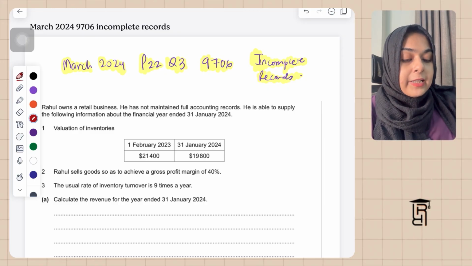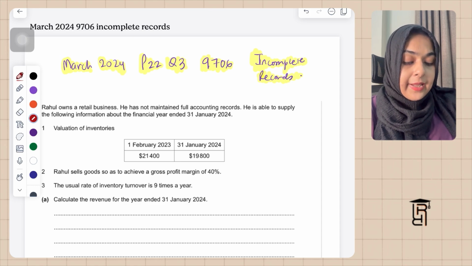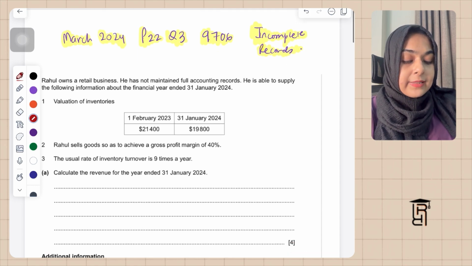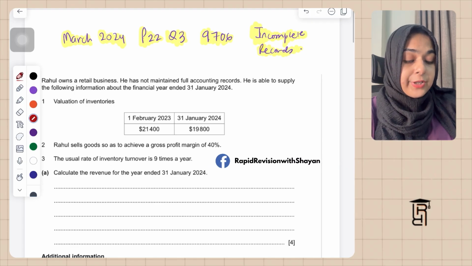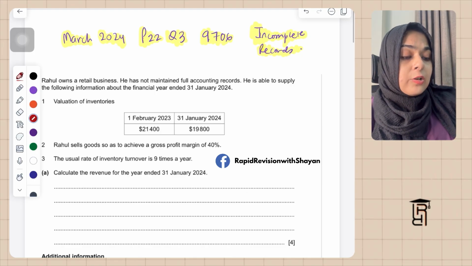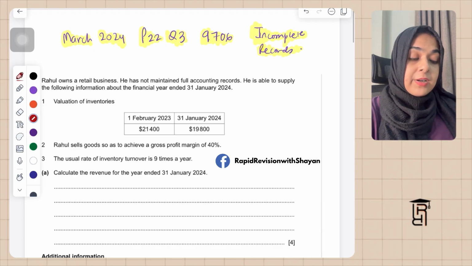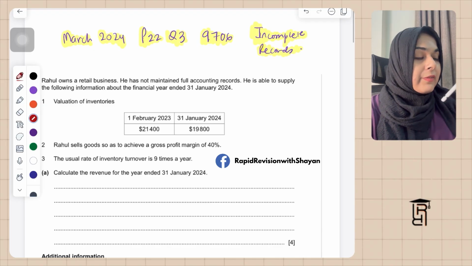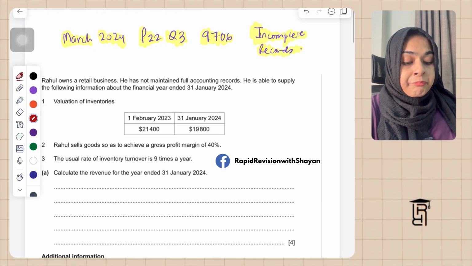They're saying here valuation of inventory. So they've given you inventory at start and inventory at end. And then they're saying Rahul sells goods so as to achieve a gross profit margin of 40%. Whenever margin is given, it is assumed that revenue is 100%. I have taught this in a lot of videos of mine: whenever margin is given, we give revenue a value of 100%.